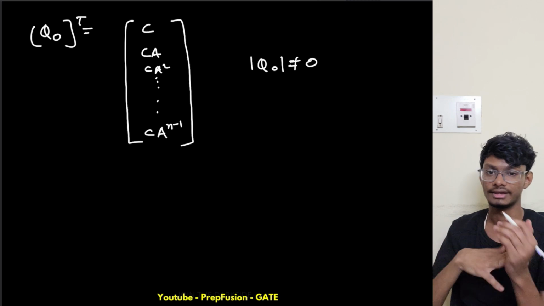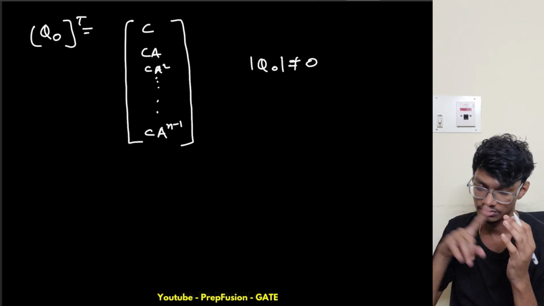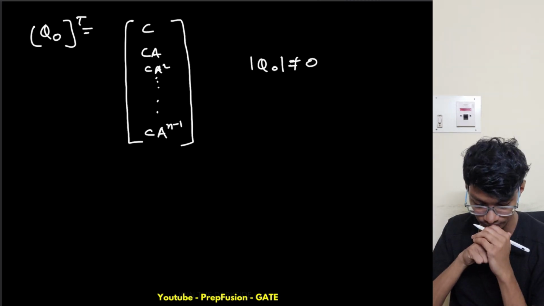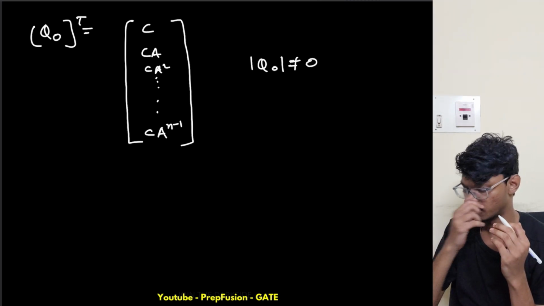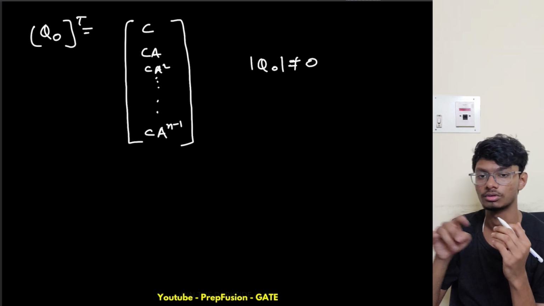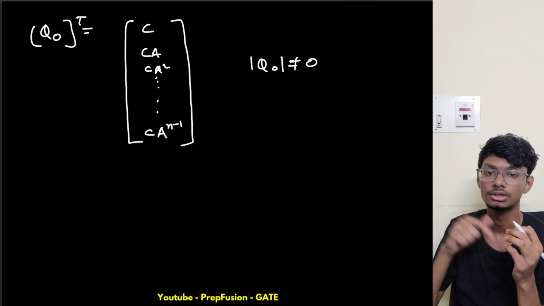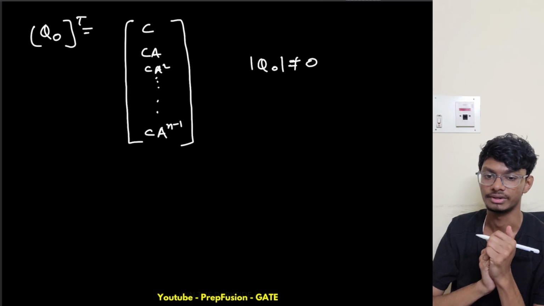And for repeated, the first condition is the same. What was the first condition? The first condition was that for the same eigenvalue I can have only one Jordan block. I cannot have more than one Jordan block for the same eigenvalue, right? So in the C matrix, that is important.